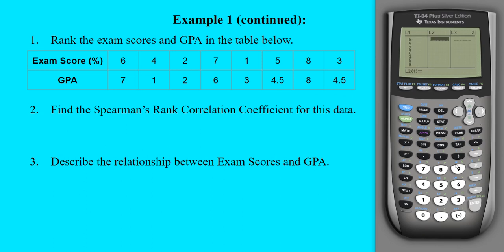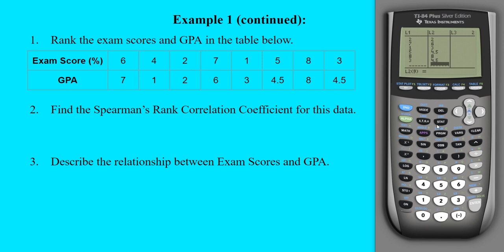And then going down our list for our GPA into list 2, we have 7, 1, 2, 6, 3, 4.5, 8, and then again 4.5. Make sure that your lists are of the same length. They need to have the same number of values, otherwise we'll get an error.